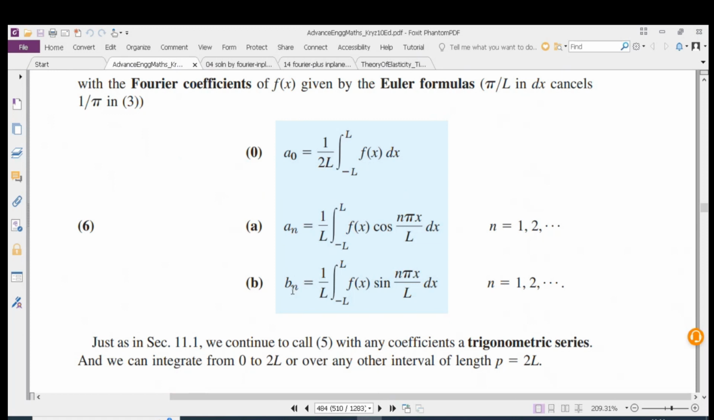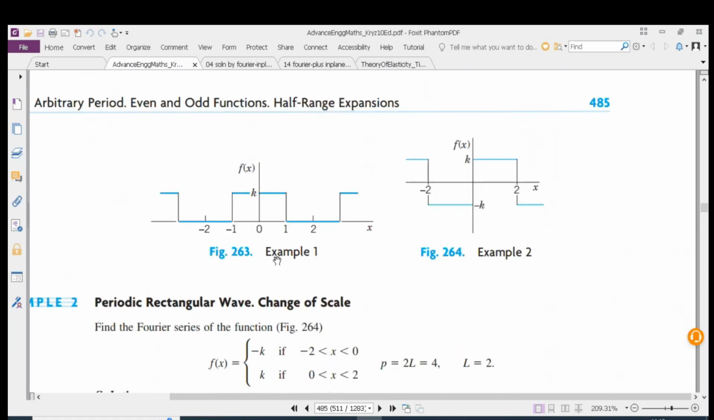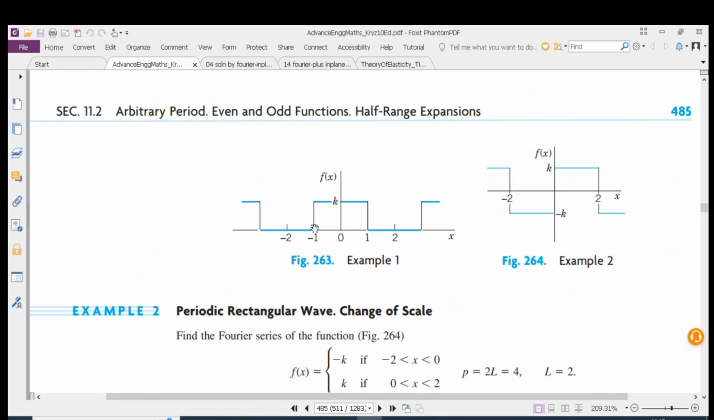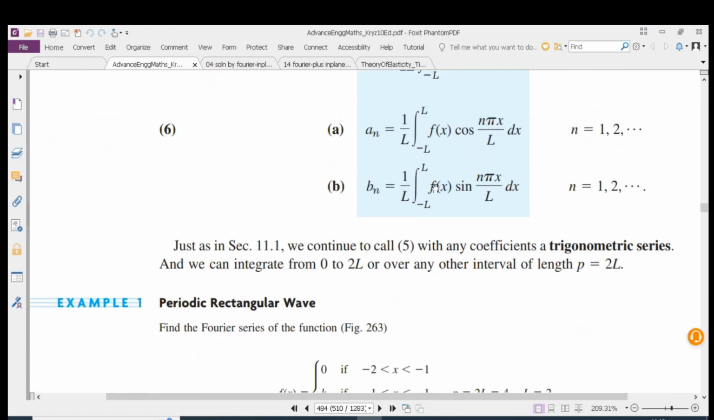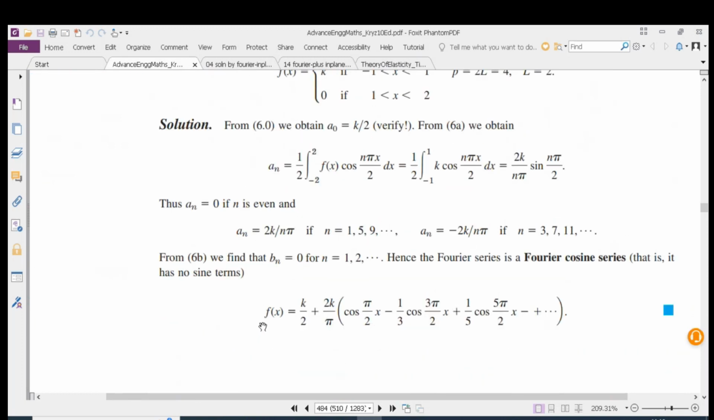Instead of finding bn, we can see right from the get-go that this is an even function. And in case of even function, bn is equal to 0. So plugging the values in bn, we can verify that bn comes out to be 0. Or we can use half-range cosine function and approximate our function into the cosine function.